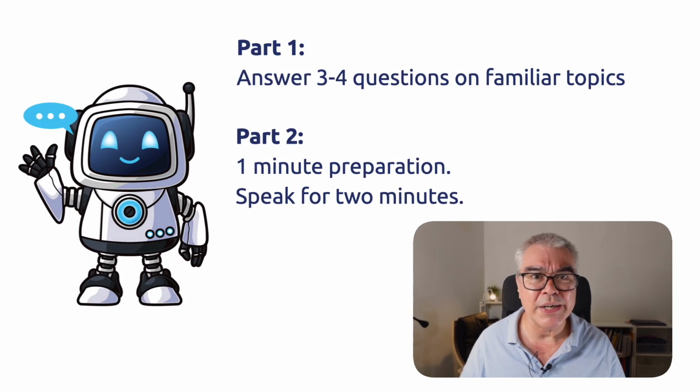If you remember, part 1 is a series of 3 or 4 questions, and then part 2 is where you have to speak for 2 minutes, and before that you have 1 minute of preparation. I think for role-play purposes, just doing 2 parts of the test is enough. We can do part 3 in a separate video. So here is the prompt that you can use. Now I'll paste this prompt in the comments below the video, and you can copy and paste it directly into your AI tool. Here is what it says.